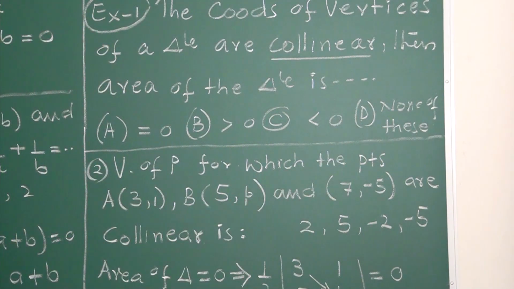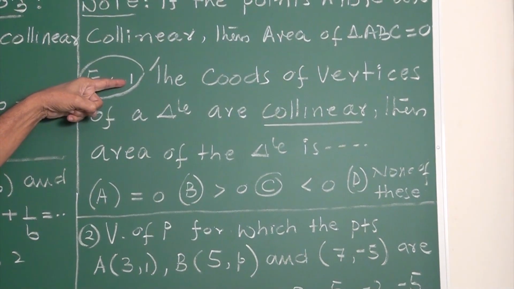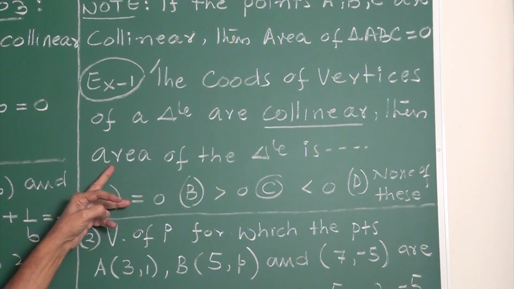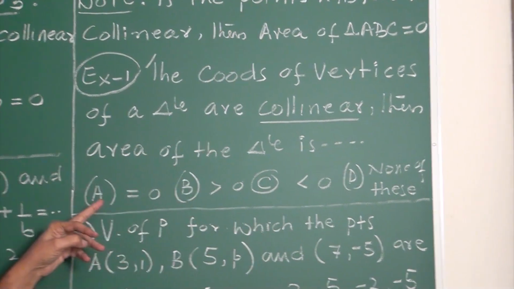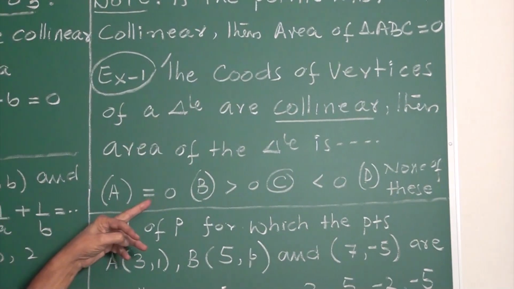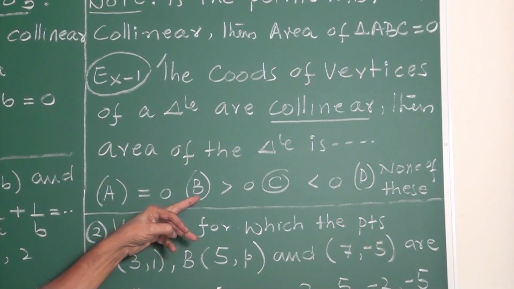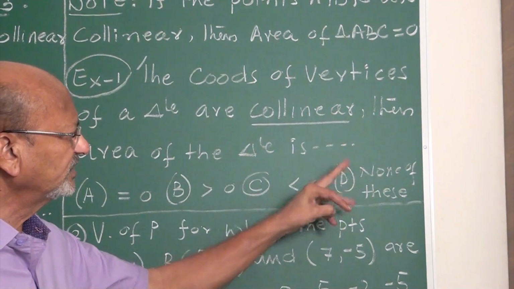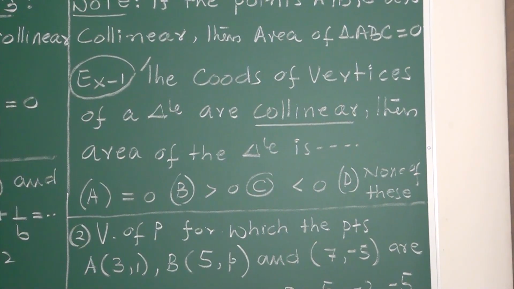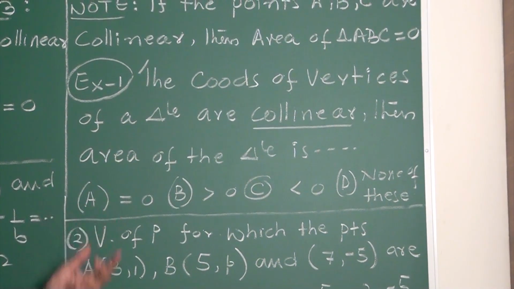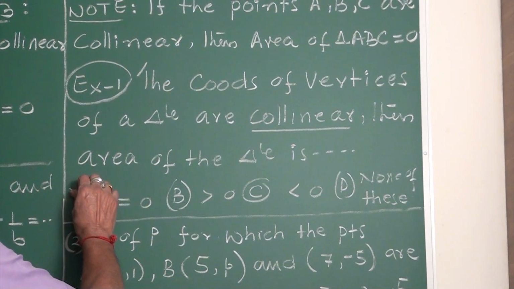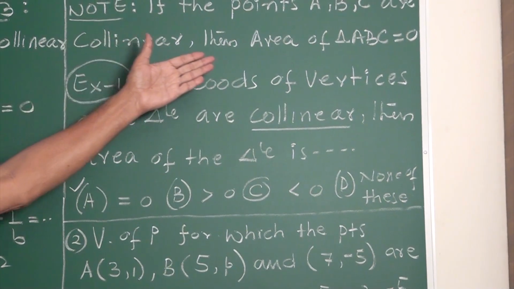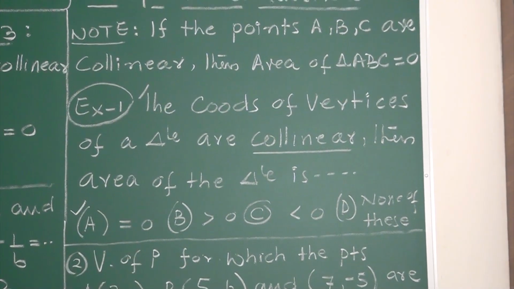What is the question? The coordinates of the vertices of a triangle are collinear. Then the area of the triangle is: first option, equal to 0; second option, greater than 0; third option, less than 0; fourth option, none of these. What is the answer? Answer is A. Area is 0. Then the area of the triangle is 0. The first option is the answer.